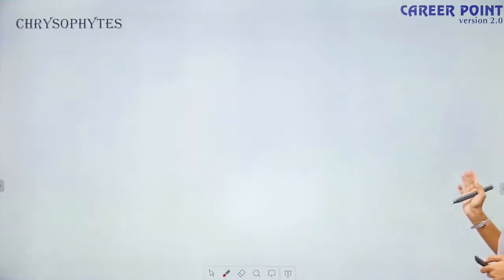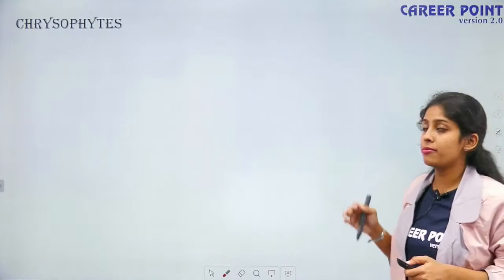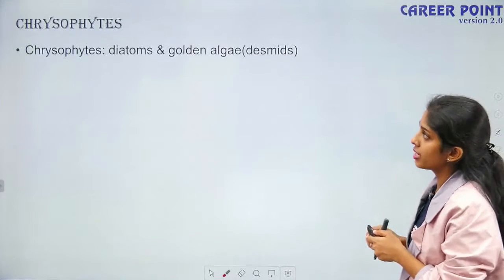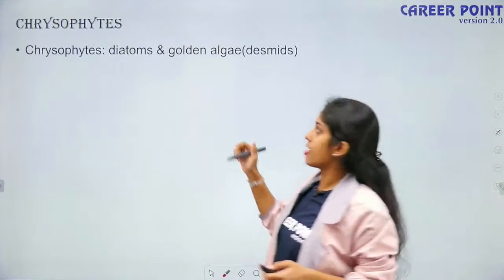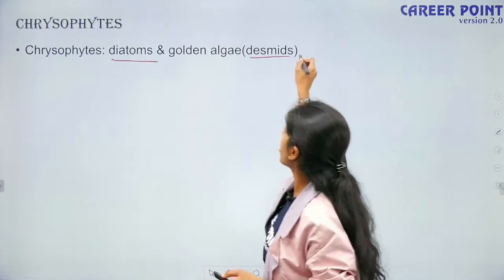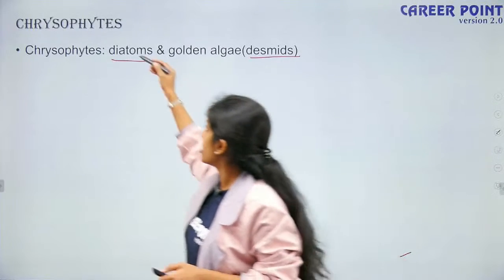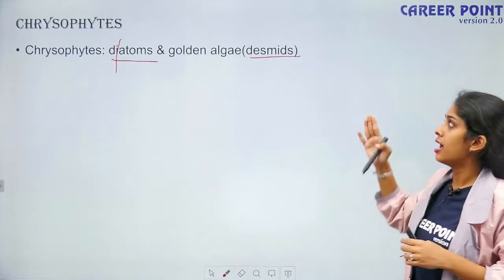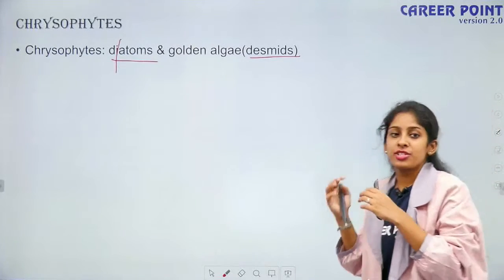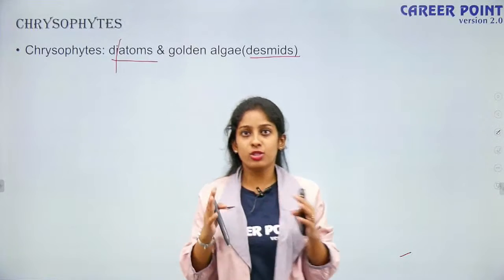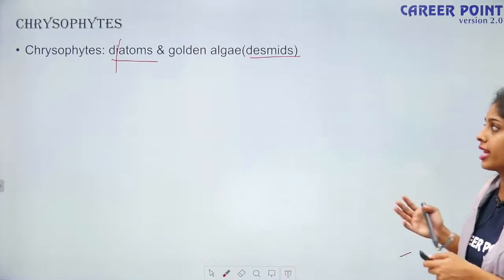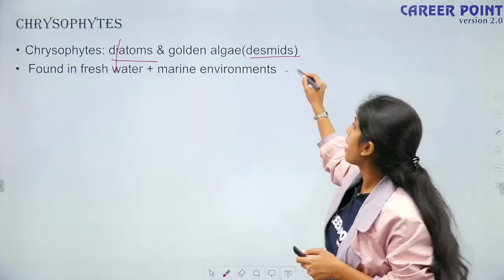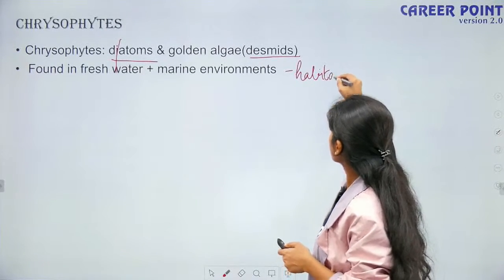Now going forward, we are going to talk about the first member of the protists, called chrysophytes. Let's see what chrysophytes have to tell us. Under chrysophytes, you have two examples: the first is diatoms and the other is desmids. Di is 2, so they contain two parts, that is called diatoms. Chrysophytes are also known as golden algae or the jewels of the sea. They are mostly found in freshwater plus marine environments. That is the habitat that I want you to remember.